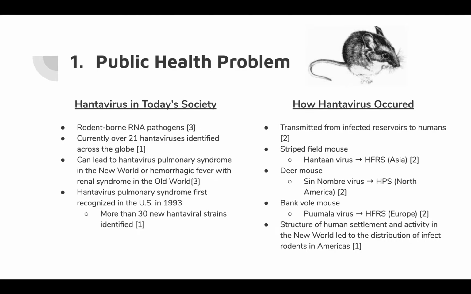When transmitted to humans through direct contact, hantavirus can cause hantavirus pulmonary syndrome in the Americas or hemorrhagic fever with renal syndrome in Eurasia. Currently, there are over 21 hantaviruses identified, but scientists believe there are more undetected. Hantaviruses are transmitted to humans through three main rodents: the striped field mouse, the deer mouse, and the bank vole.